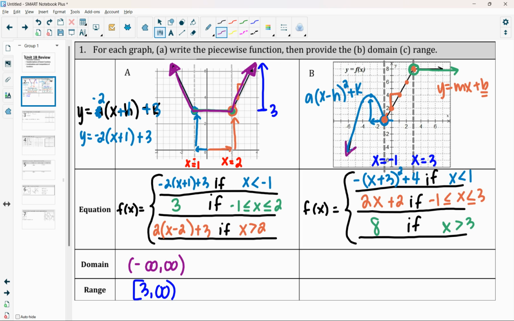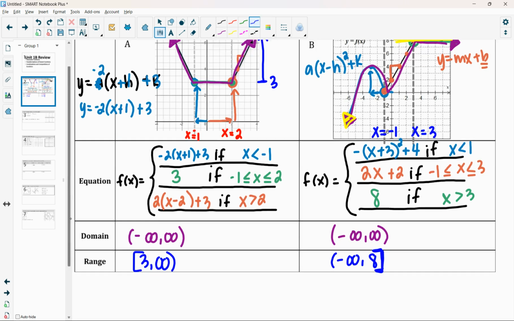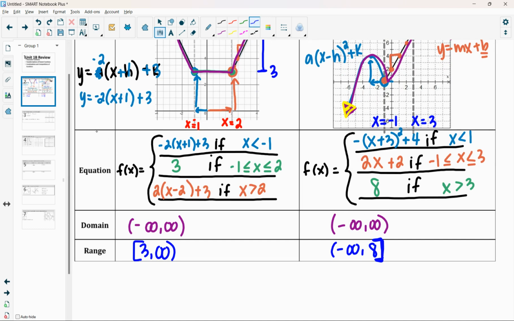For the domain, again, we have one arrow going to the left and one arrow going to the right, and there's no breaks in this function. So this domain is going to be all real numbers. And then for the range, we have an arrow going down. Okay, so we have this down arrow, but then our function gets stuck here, so it doesn't go above 8. So for our range, it's going to be from -infinity all the way up until y equals 8, and it won't go past that. It will equal 8, so we'll do a hard bracket there, but it won't go past.